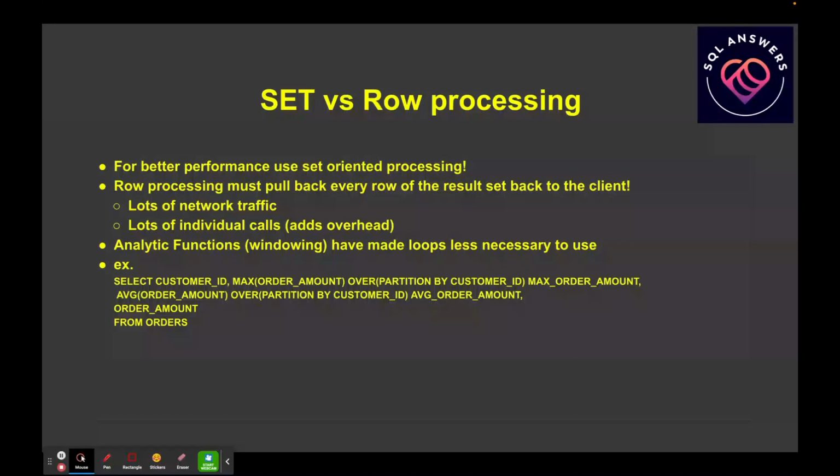Here's an example query where it's going to the orders table and getting, for every order, its max order amount over all the orders for each customer, and then its average order amount. So we could have the customer ID, the max order amount for that customer, the average order amount for that customer, and then the order amount from that individual order, all laid out in the result set. A lot of times you would do that with cursor-based processing in the past, but you don't have to, because you can use analytic functions for that.